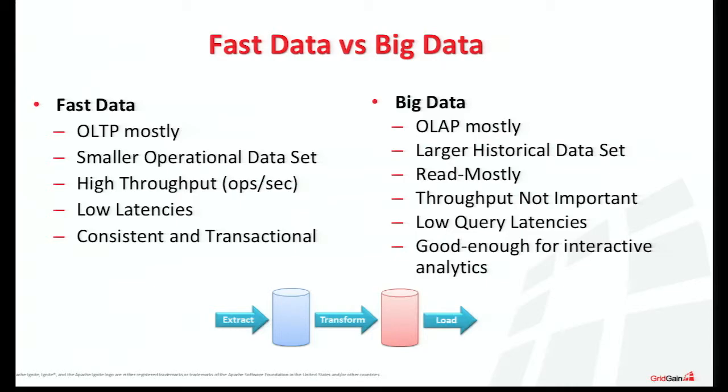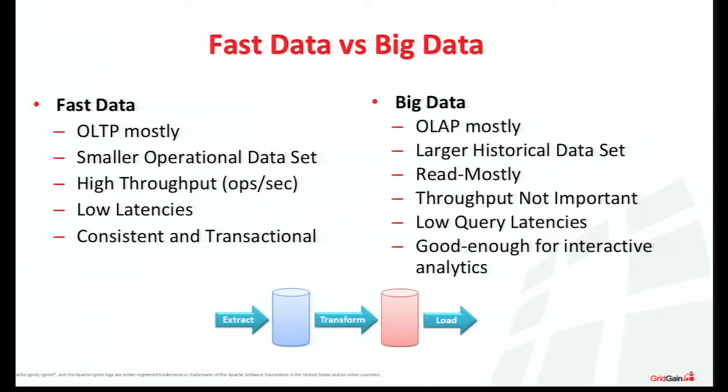If you look at the OLTP definition from many years, if not decades ago, it's all about consistency and transactionality, as well as high ops per second, high throughput. Compared with big data, something we've had for the last maybe a decade, if not less. It's predominantly OLAP, analytical processing, as we know it from history. The difference here is that fast data really deals with small data sets, while big data definitely deals with large historical data sets. It's predominantly read-mostly, and I would say it's almost always read-mostly data.